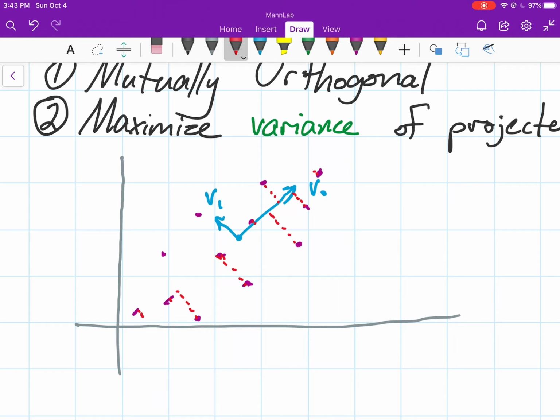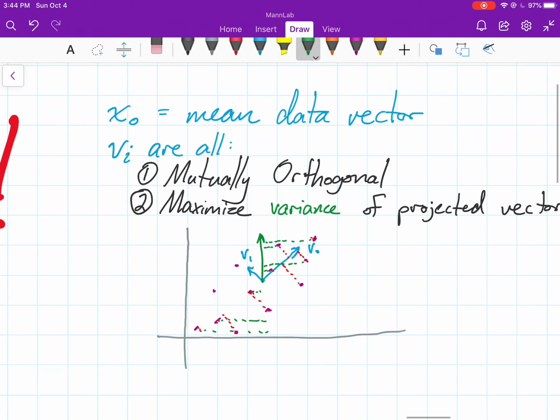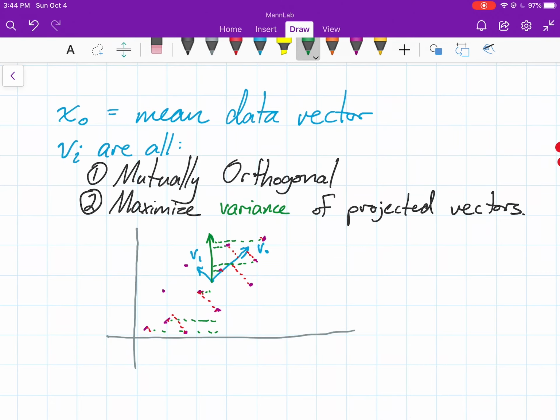And if I were to turn this v0 so that we're more like this, then I would actually have a smaller spread of the data. And you can sort of see that visually here. And so what we want to make sure of is that each of these vectors are mutually orthogonal, and that they maximize the variance of the projected data points.